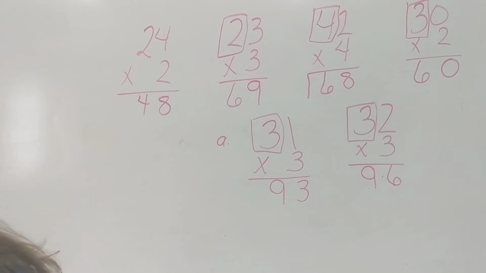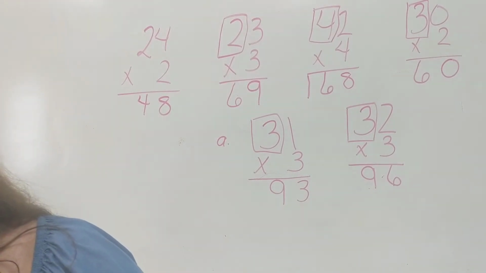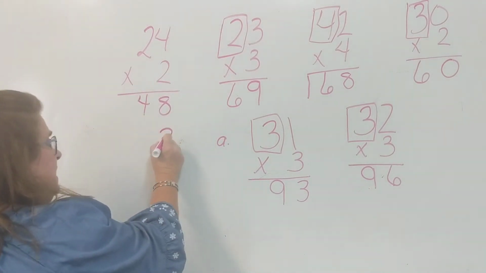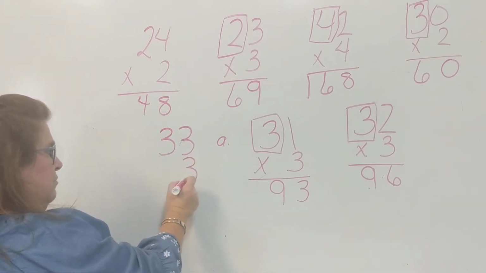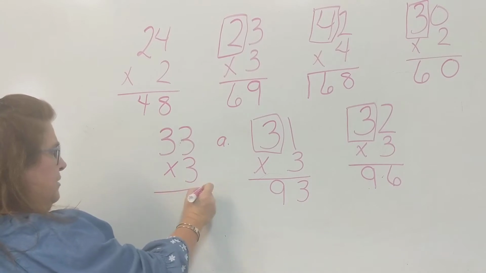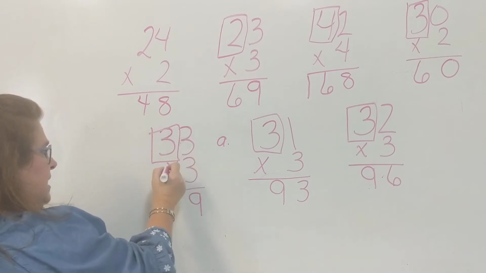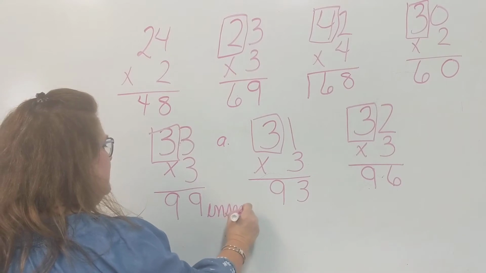All right, let's look at section number 2, our story problem. It says 3 red-eyed frogs each caught 33 insects in 1 hour. How many insects did the frogs catch? So first of all, how many insects did they catch in 1 hour? They caught 33 insects in 1 hour. And how many frogs were there? There were 3 frogs. So we're going to multiply that times 3. 3 times 3 equals 9. And then 3 times 3 equals 9. So they caught 99 insects.